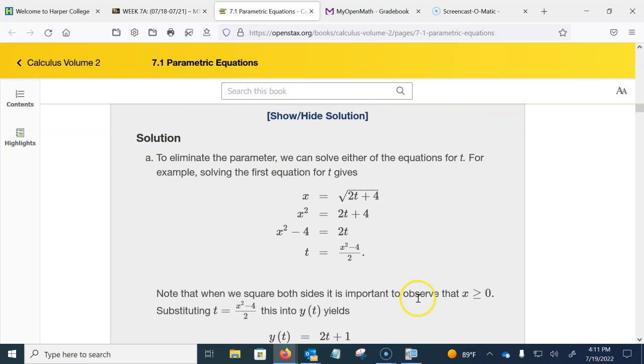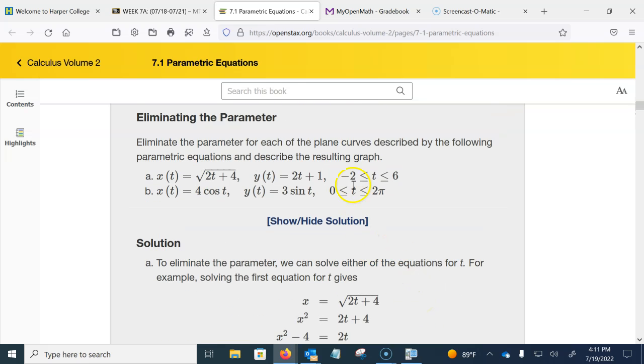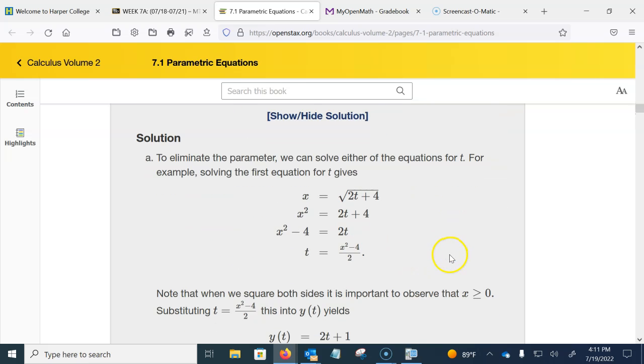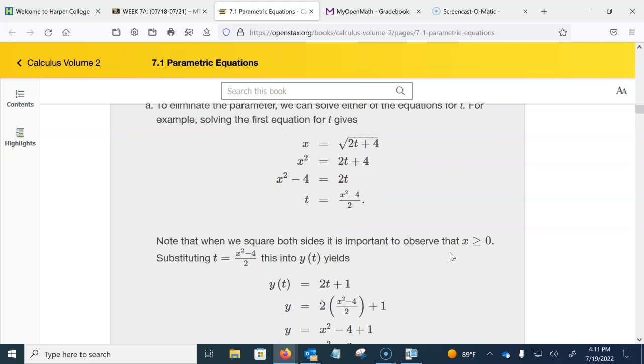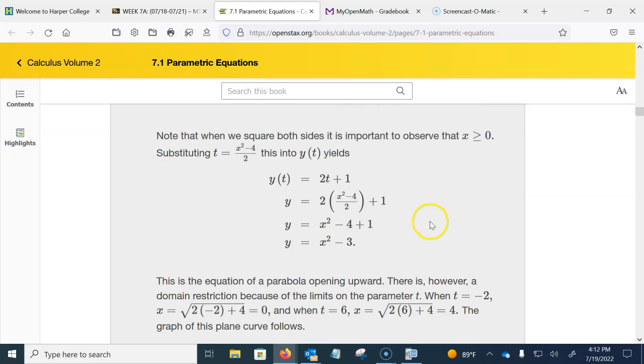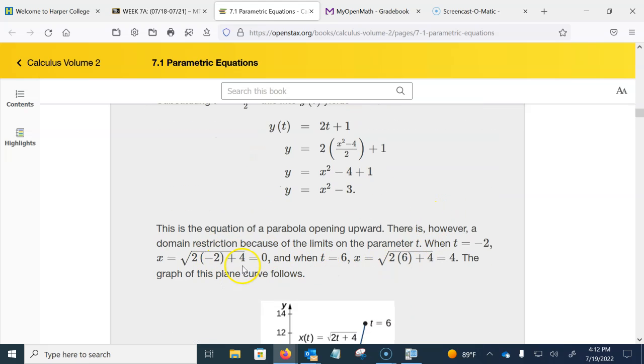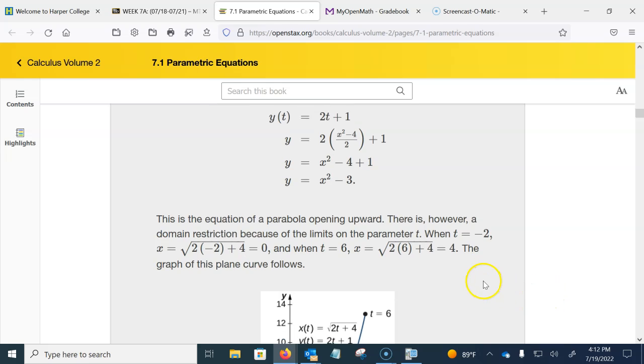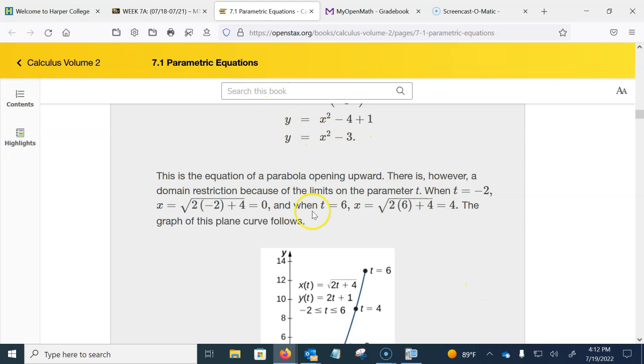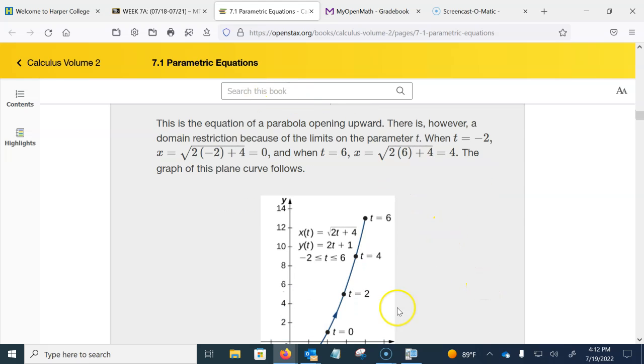All right. Now remember, this was parameterized from minus 2 to 6. Let's make sure that in the process of doing that, I don't have a domain restriction there, because 2 times minus 2 is minus 4, plus 4 is 0, so that's still well defined. So here they check that to make sure there wasn't any type of concern with that domain restriction. All right, again, our final result, y equals x squared minus 3.